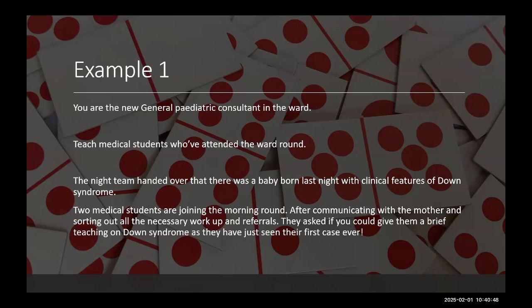What else? And about the antenatal screening or the genetics, do you want to teach about them? It's during pregnancy between 10 weeks to 14 weeks. It's a combination between a blood test and ultrasound.